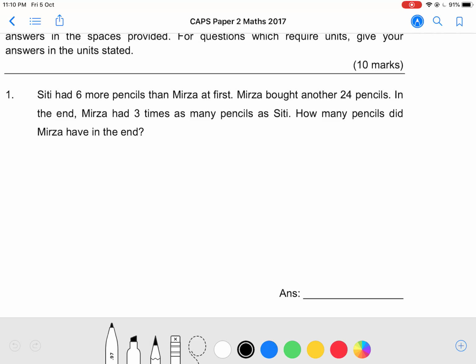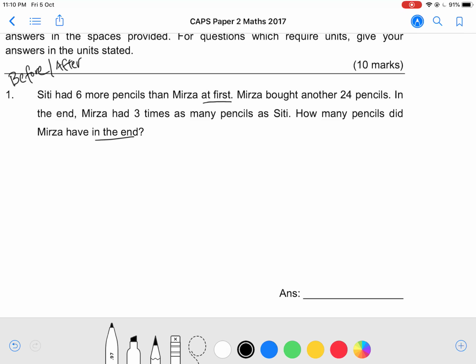Okay, so we are on this paper 2 of your exam practice paper, the one about City. So we look at question 1. This is about a before and after question. Why do I know that? Because of all these keywords: at first, and then in the end. So I know I will probably want to draw something like a model.